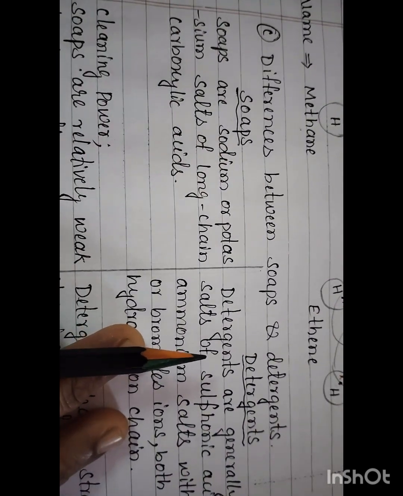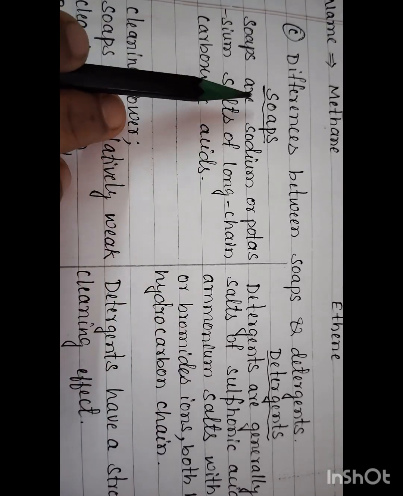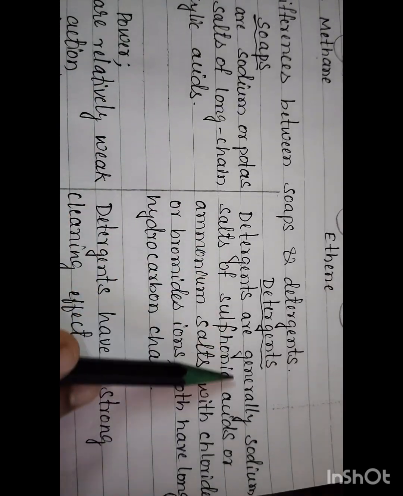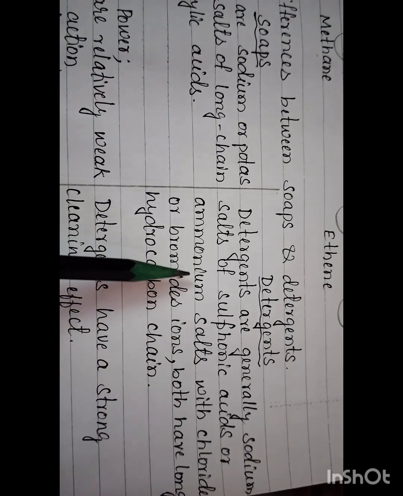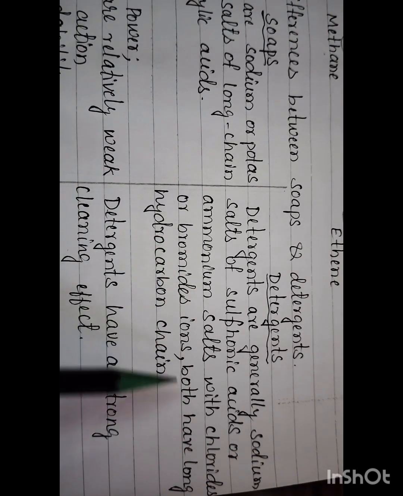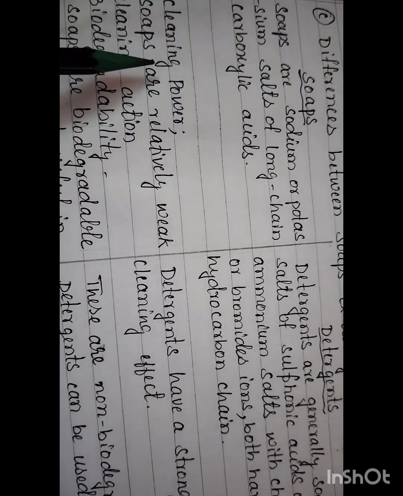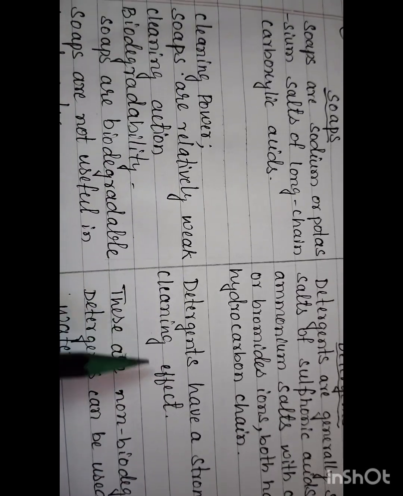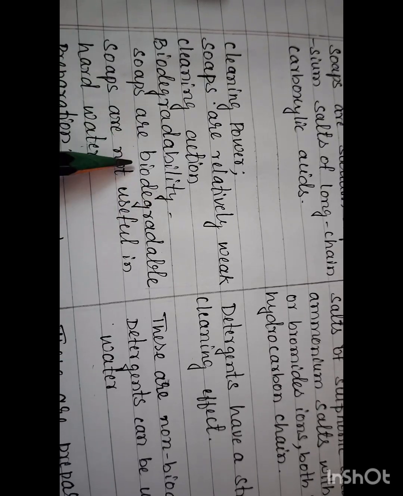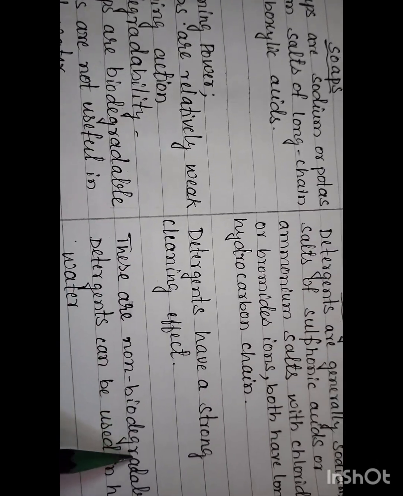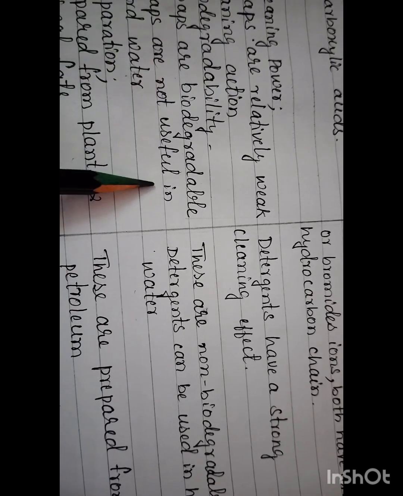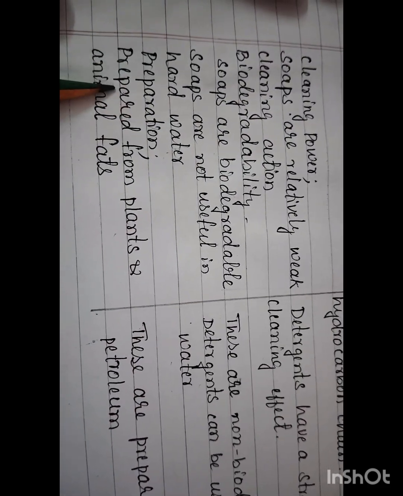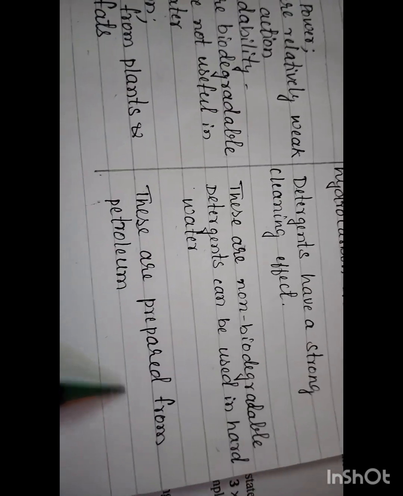Next, C question. What is the difference between soaps and detergents? Soaps are sodium or potassium salts of long chain carboxylic acid. Detergents are generally sodium salts of sulfonic acid or ammonium salts of chlorides or bromide ions. Both have long chain hydrocarbons. Cleaning power: soaps have relatively weak cleaning action. Detergents have a strong cleaning effect. Biodegradability: soaps are biodegradable. Detergents are non-biodegradable. Soaps are not useful in hard water. Detergent can be used in hard water. Preparation: soaps are prepared from plants and animal fats. Detergents are prepared from petroleum.